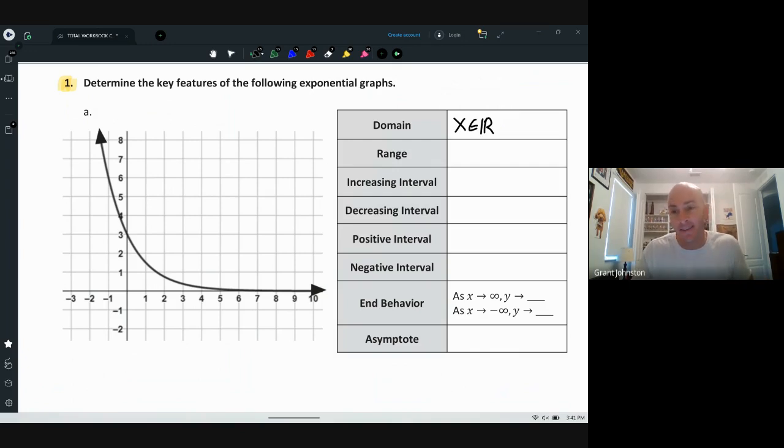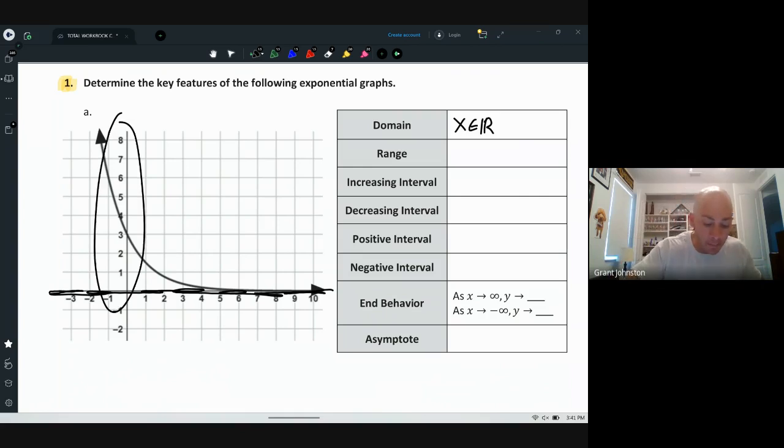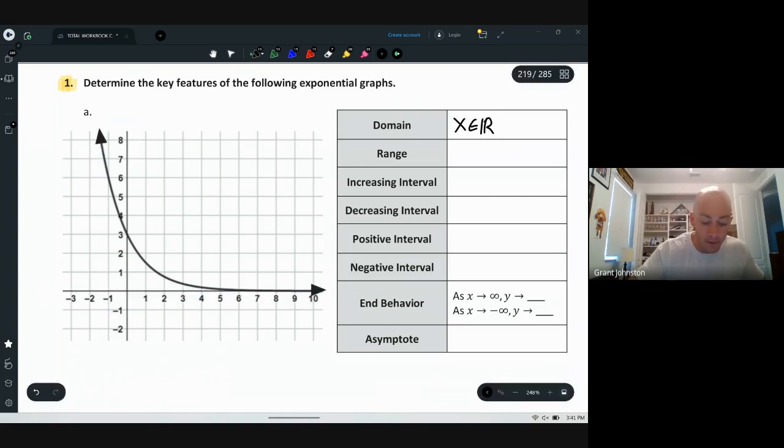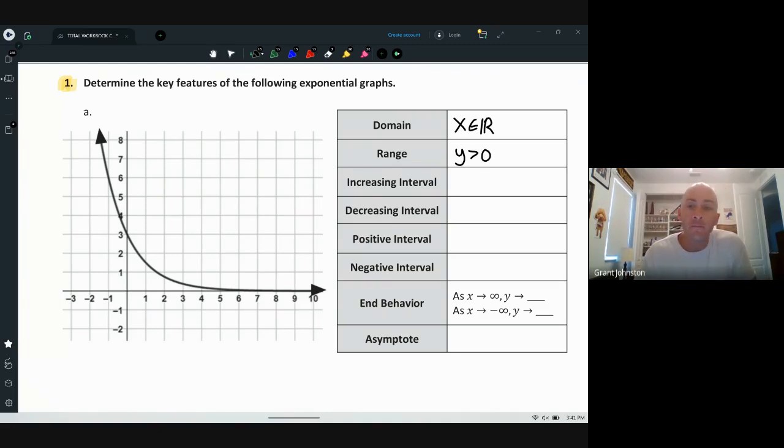Now the range, though, is not. I know it's kind of hard to tell from looking at it, but this line is never going to go below the x-axis. It flattens out at it. It doesn't even touch the x-axis, actually, which we'll talk a little bit about later. The y value is never going to be negative. It's only going to be positive. So the range, y, will be greater than 0. It's never going to go below 0.